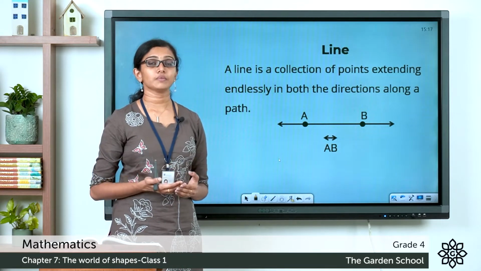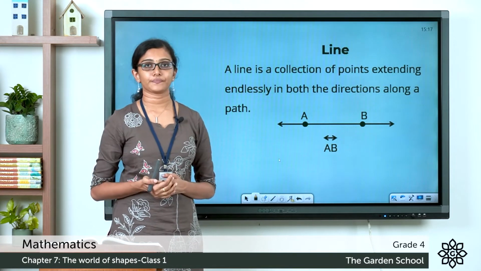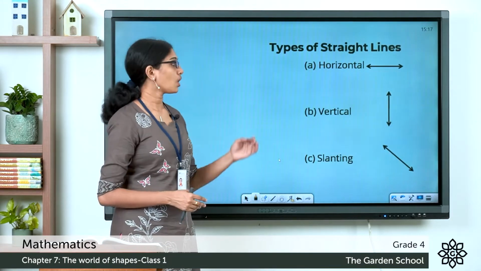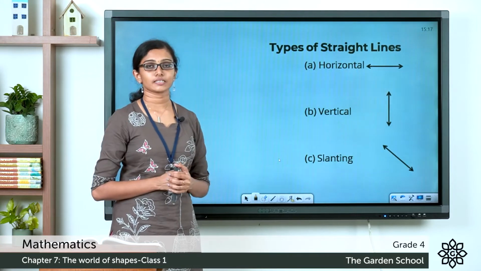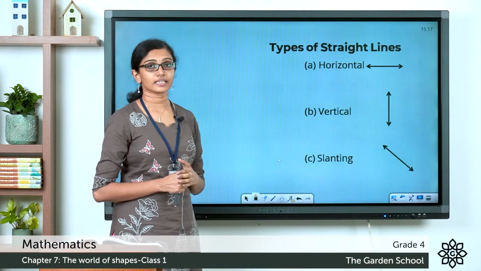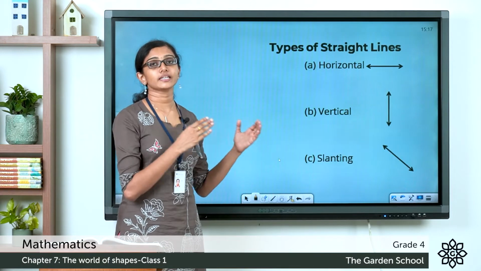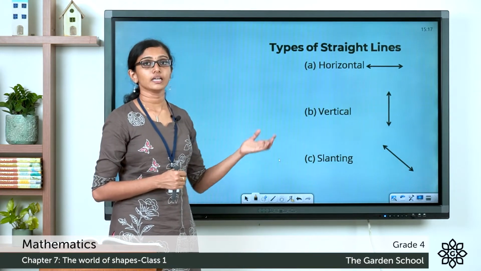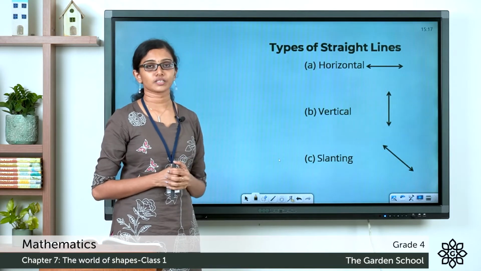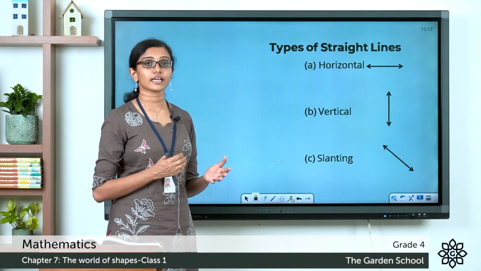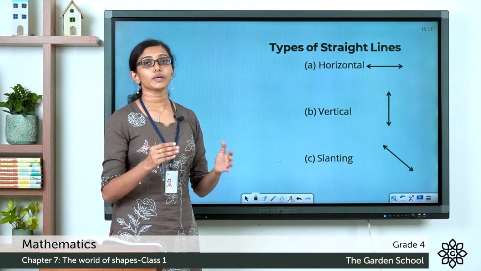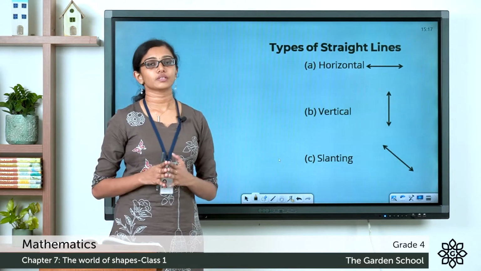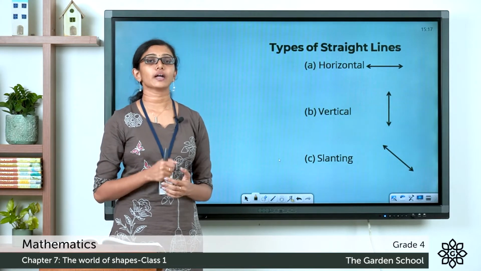And lines can be either straight or curved. And straight lines can be either horizontal or vertical or slanting lines. Horizontal lines extend endlessly in the right and left directions. Vertical lines extend endlessly in up and down directions. And slanting lines extend endlessly from side to side with a slope. Since lines extend endlessly in both directions, we cannot actually measure a line.